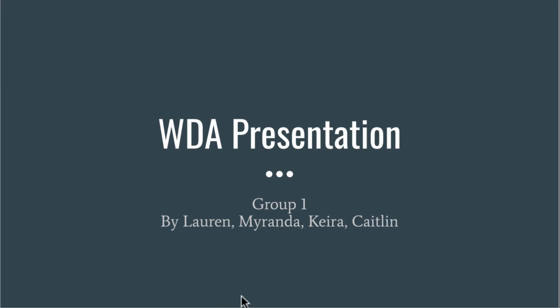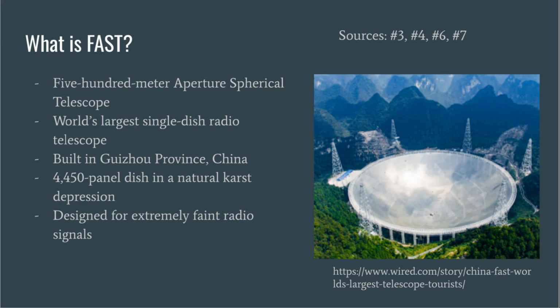So before we get into everything, I think it is important to quickly go over again what FAST actually is. FAST stands for the 500-meter Aperture Spherical Telescope, and it's the largest single-dish radio telescope in the world. The dish is 500 meters across and made up of more than 4,000 individual panels. It sits inside a natural karst depression in the Guizhou province, which looks like a giant bowl-shaped valley.